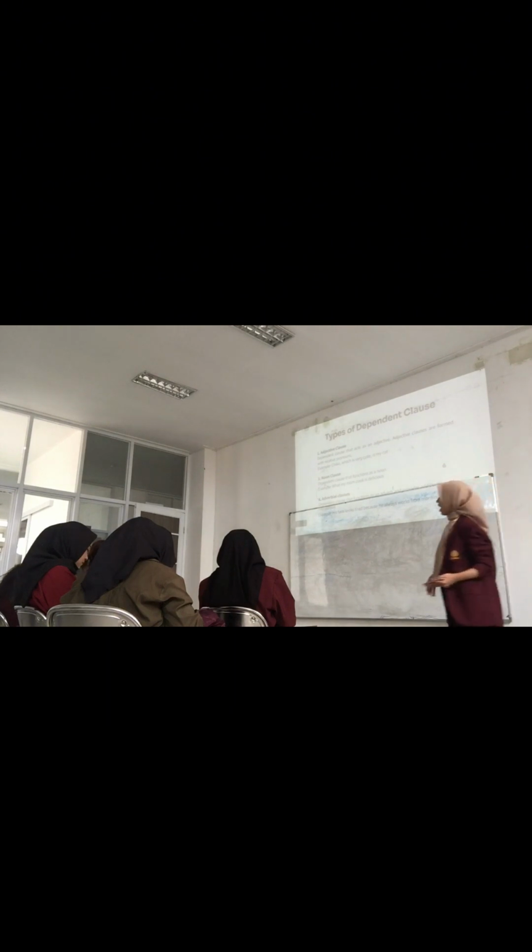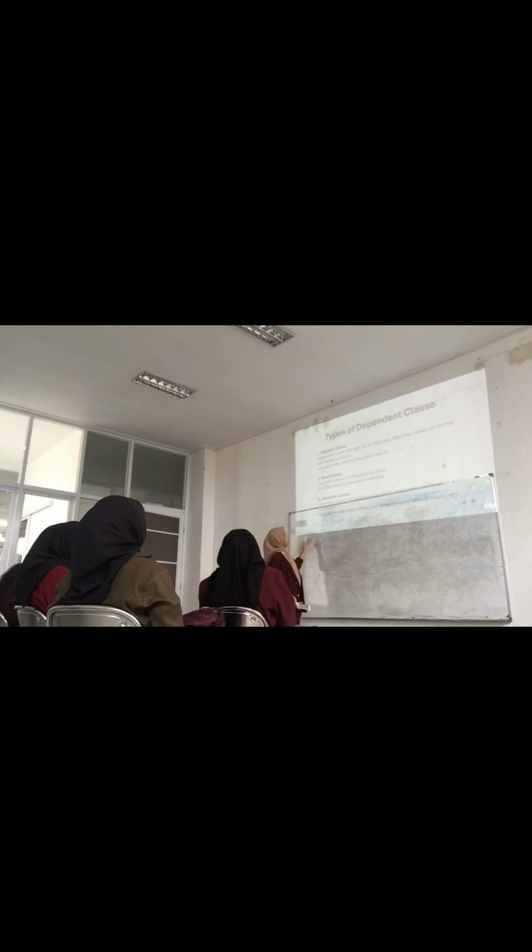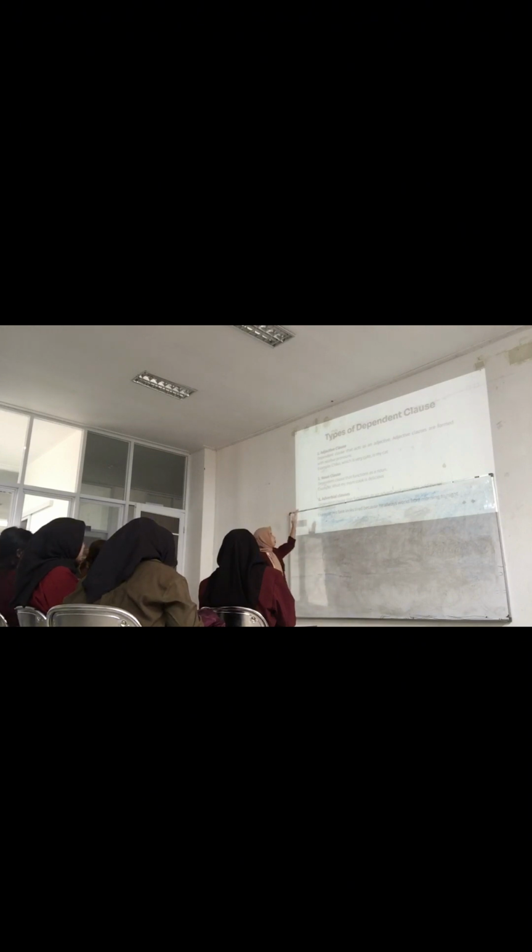Next are the types of dependent clause. Here are three types of dependent clause. The first is adjective clauses, a dependent clause that acts as an adjective. Adjective clauses are formed by a relative pronoun. For example, Chico, which is very cute, is my cat. This adjective clause is "which is very cute." Very cute is describing Chico.